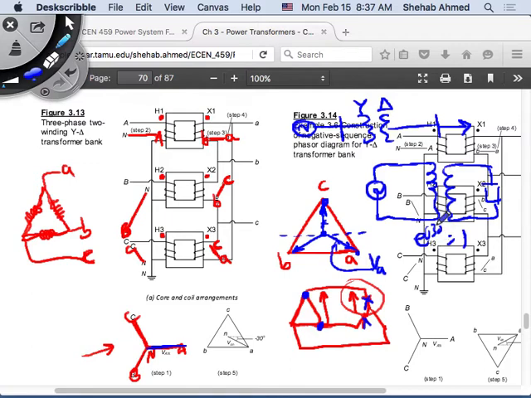But how did I come up with this e to the j30? The e to the j30 came from this phasor diagram. Let's see how. Okay, so this is the phase voltage on phase A of the secondary side. I have to see what the relationship is between its angle and the phase A voltage on the primary side. Remember, this is phase A voltage on the primary side supplied by the generator.